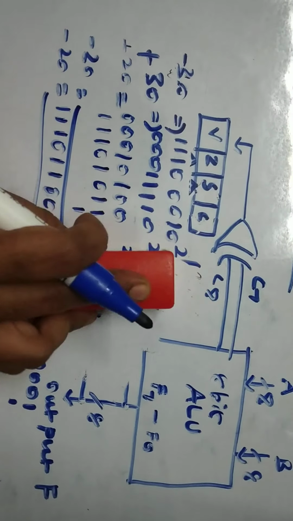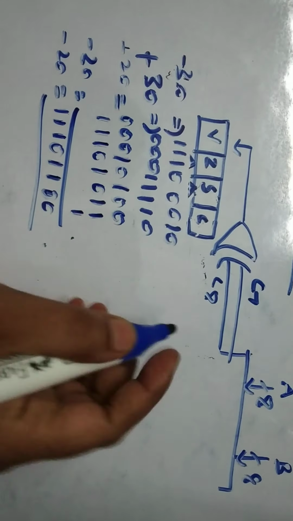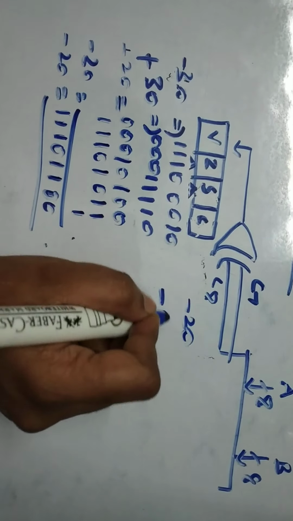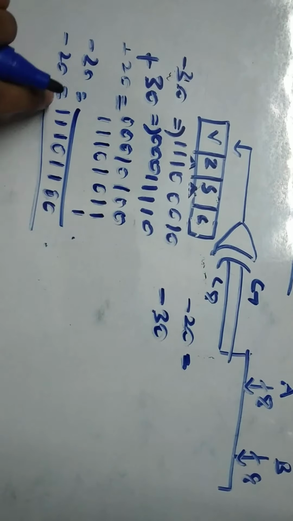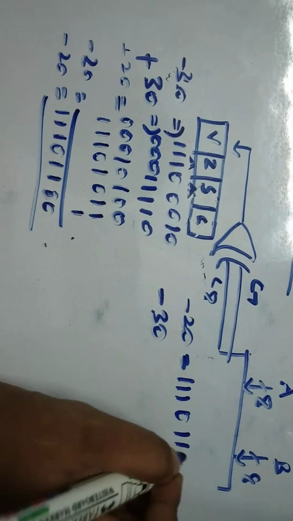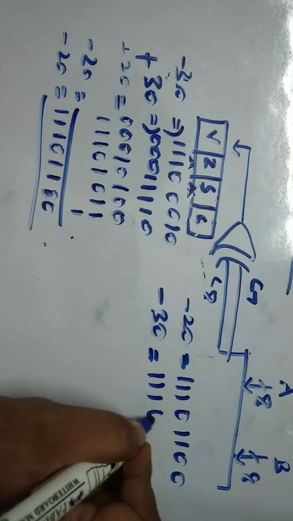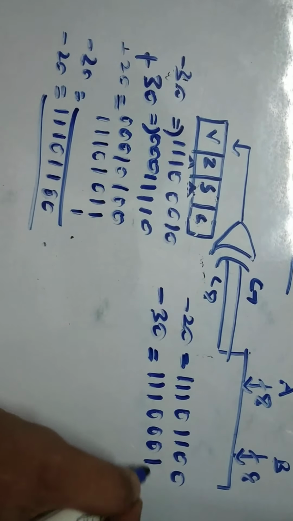So now we are going to add these two values. For example, if you are adding minus 20 and minus 30. So what is the value for minus 20? Which is 1 1 1 0 1 1 0 0, and for minus 30 it is 1 1 1 0 0 0 1 0.